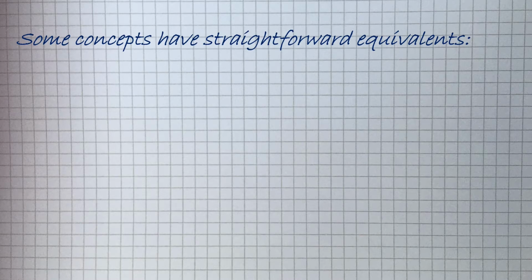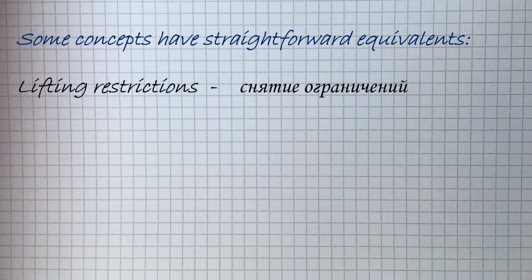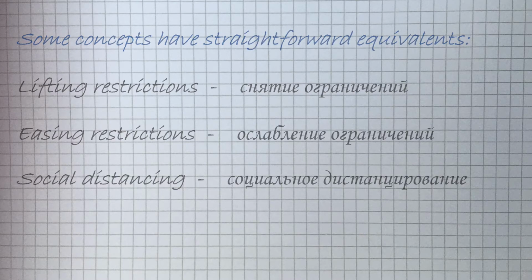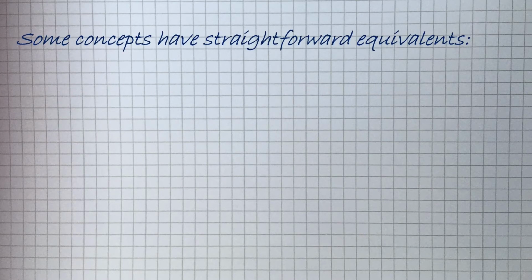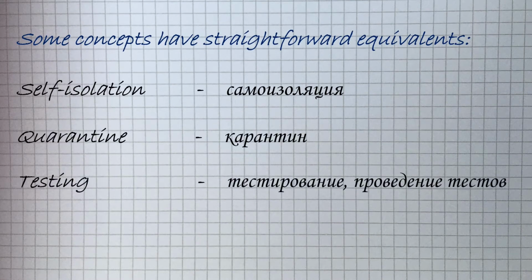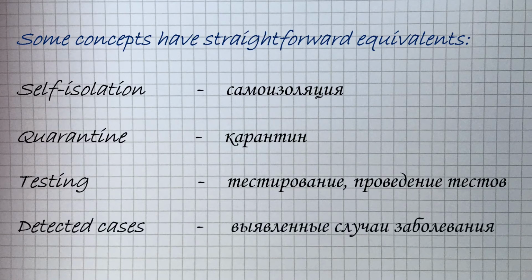For example, lifting restrictions, снятие ограничений, easing restrictions, ослабление ограничений, testing, тестирование, self-isolation, самоизоляция, quarantine, карантин, detected cases, выявленные случаи, and so on. In many cases, there will be several options from which you can choose, depending on what you're translating, on the style required, on the audience.